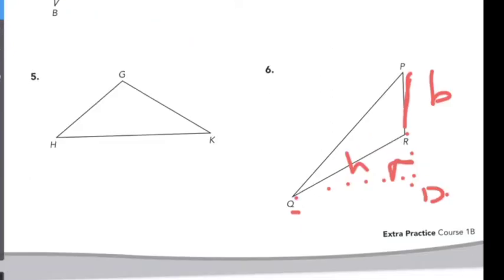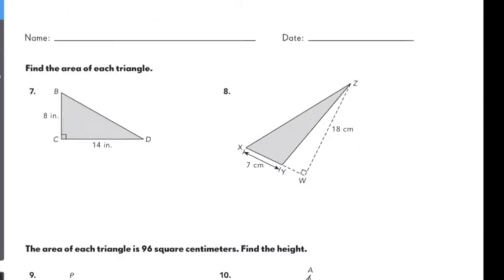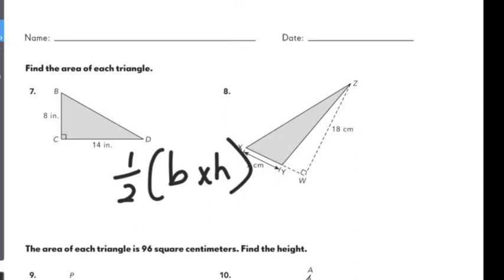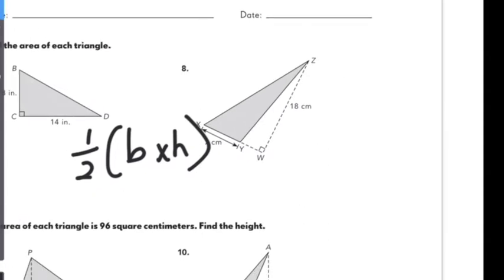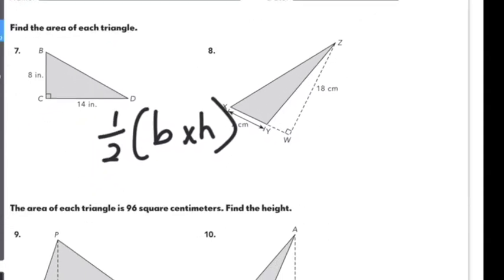Okay, next page, find the area of each triangle. So we need to do 1/2 base times the height, and that's going to give you your area. If I look at number 7, I'm going to write it on the side over here. Number 7, it's 1/2 times base 14 times 8.